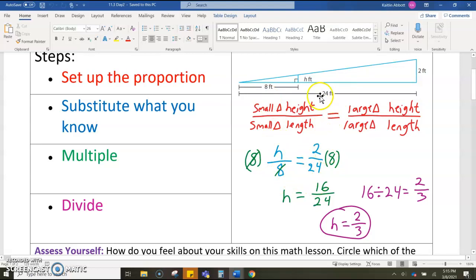24. See how in this problem it shows you that the length of the whole triangle is 24. If they just put it over here, you'd have to add 24 plus 8. So make sure you're watching out for that. Then once you multiply by 8, they just multiply the top numbers. 8 times 2 got you 16. And then 16 divided by 24. Oh, I guess we got to do 2/3. So we divide, 16 divided by 24.